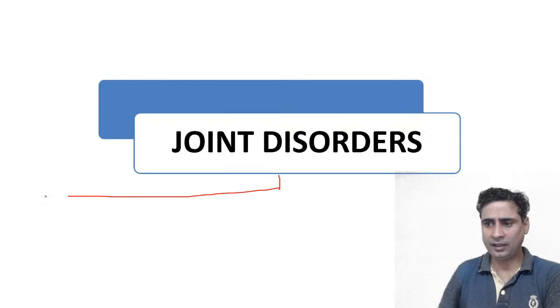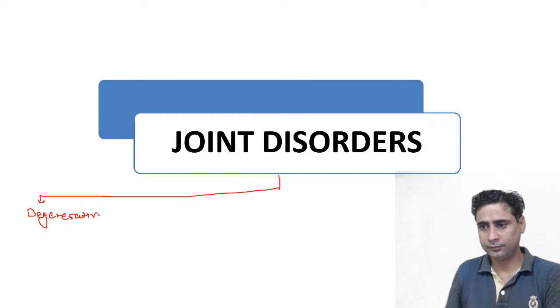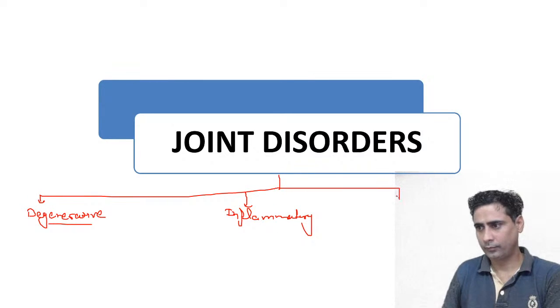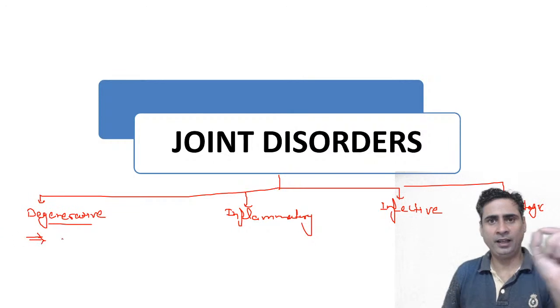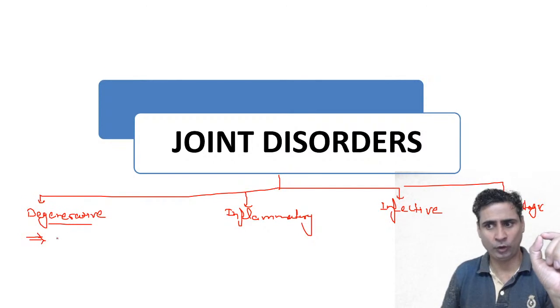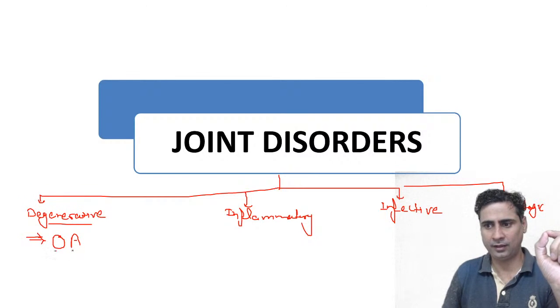Joint disorders are mainly classified into degenerative, inflammatory, infective and hemorrhagic. So degenerative joint disorders, where the damage in the joint is due to mechanical wear and tear, due to mechanical stresses, and the most important example is osteoarthritis.